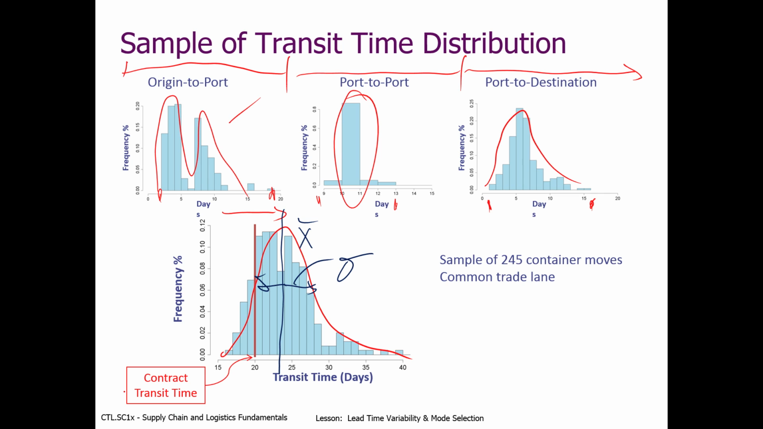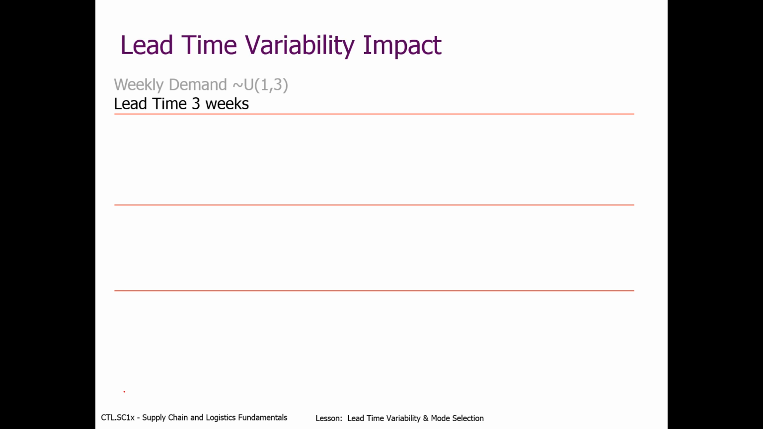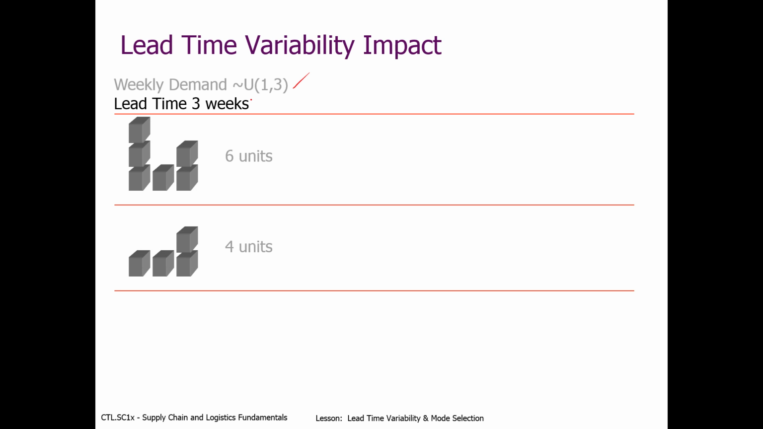So let's keep thinking about this, and let's go through a simple example. And this is something that we already know. So if I have a weekly demand that's uniformly distributed between 1 and 3, and my lead time is set, we've already figured this out from previous weeks. We can see what the expected demand will be. We know each week the variability might be 1, 2, or 3 shipments, but we always know that there's only 3 weeks.